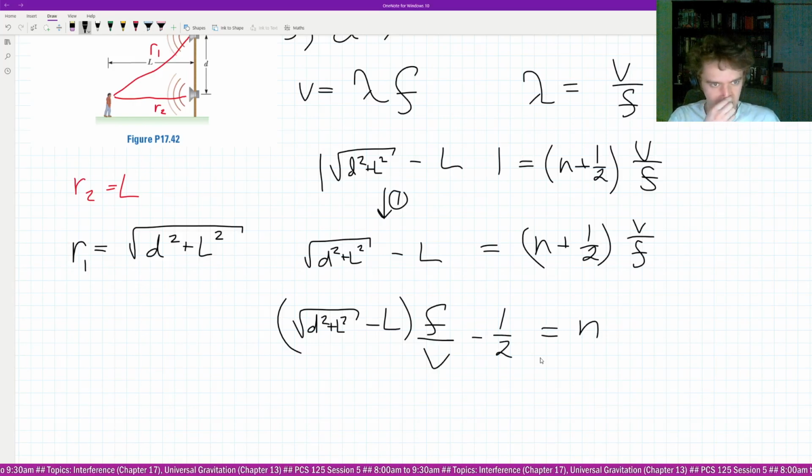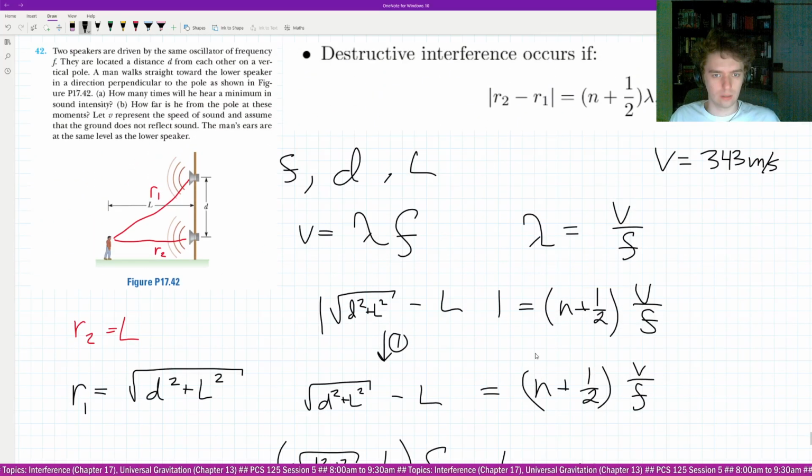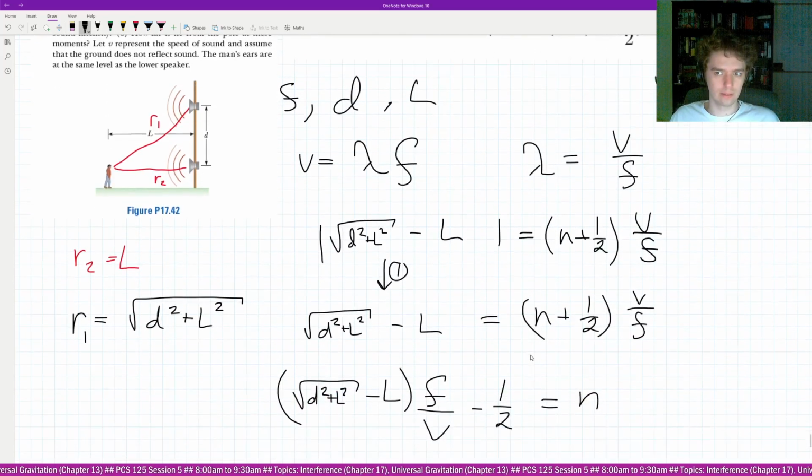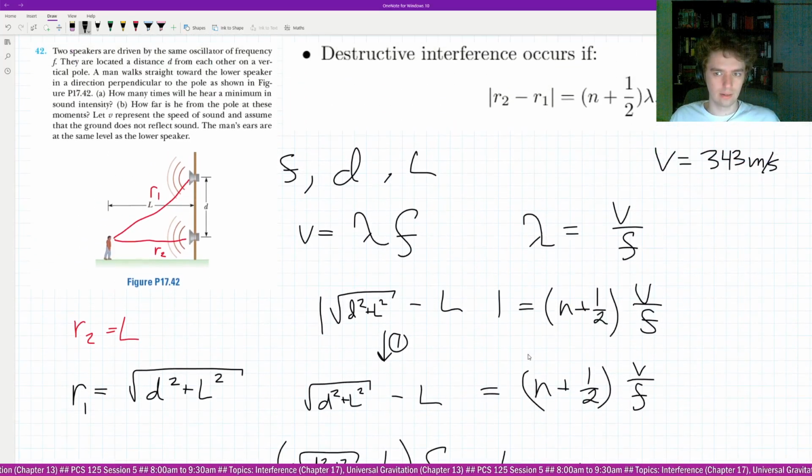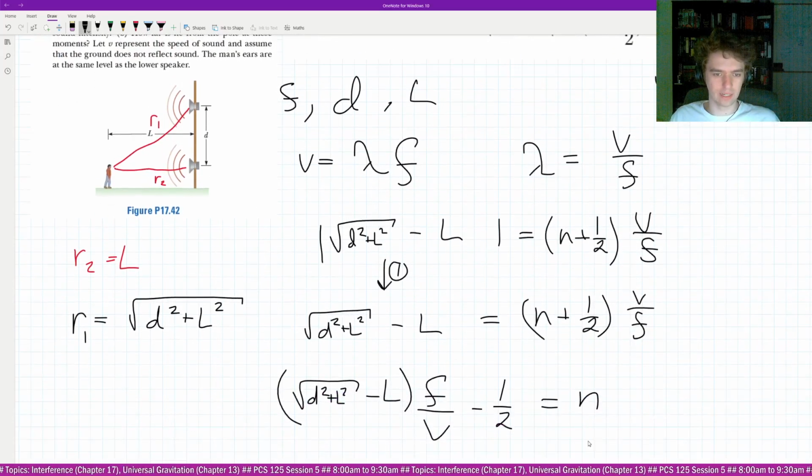And what is n here? n is the biggest multiple of n plus 1/2. n is like what multiple of lambda over 2 you're hearing. What multiple of lambda? I think. Let's see.